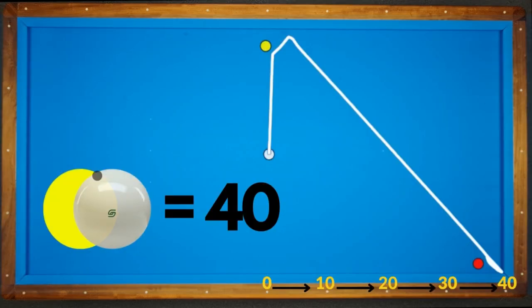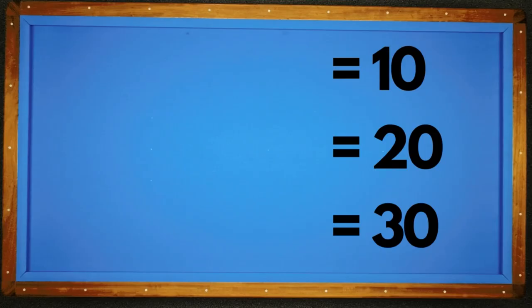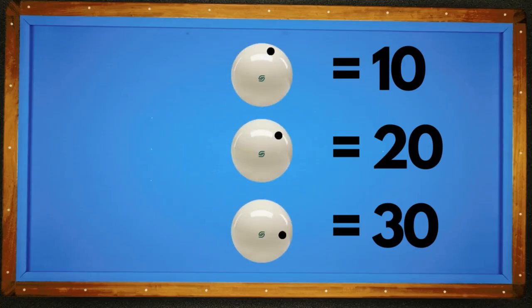Let's start. Half bullet without side spin equals 40 points, as I explained in the first video. The scale of the spins is shown in the animation. Maximum side spin is 30 points.